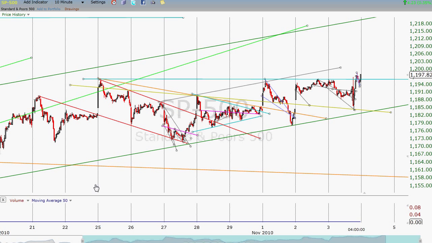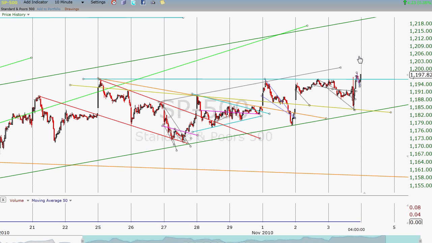You can see there's a bunch of lines here. It looks like somebody dropped a bunch of colored toothpicks on the screen. But the important features here are the fact that we've had this line of resistance from back on the 25th, November 1st, Monday of this week, yesterday late in the day, opening today, and even a second bounce off of this line after the QE2 announcement. So it looks to me like this line finally has broken.